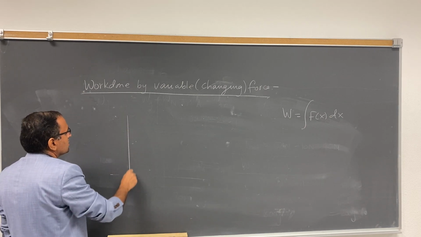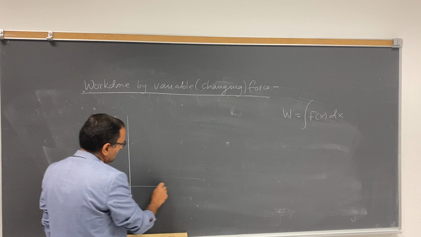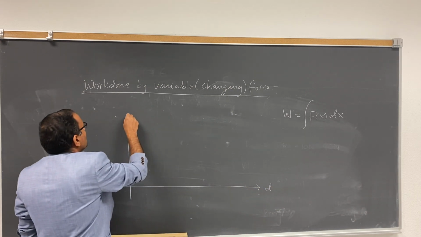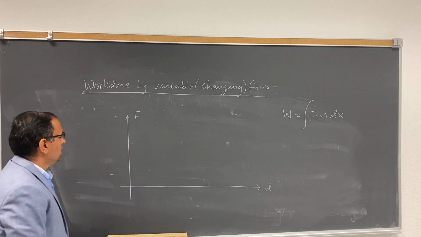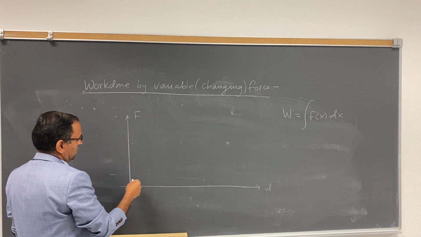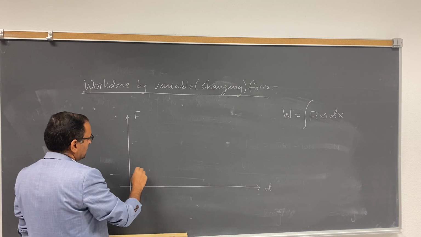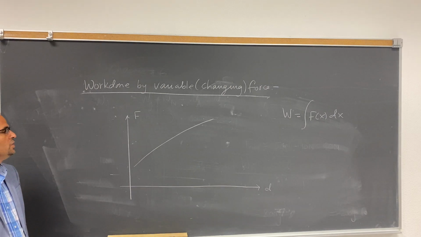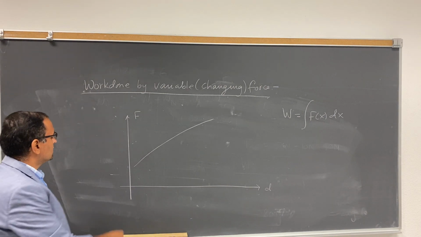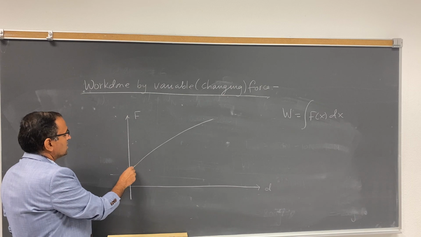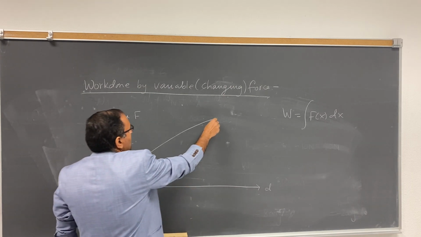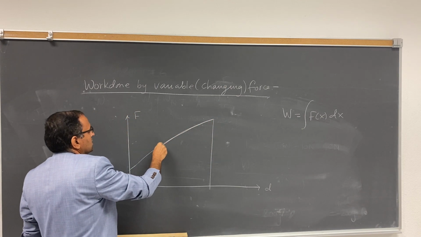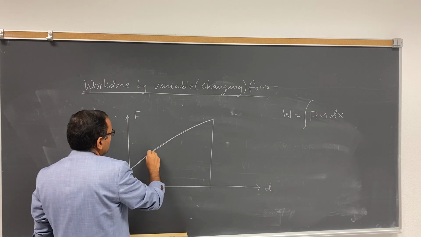Okay, so let us suppose this is your displacement here, and here you have a force. And if your graph is something like this, whatever, like this. So how do you calculate the work done? In this case, your work done is very simple. It is the area under the graph. This is a curve, but it is not necessary, whatever, this is your graph.